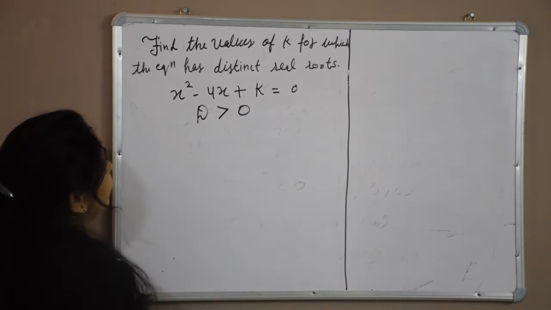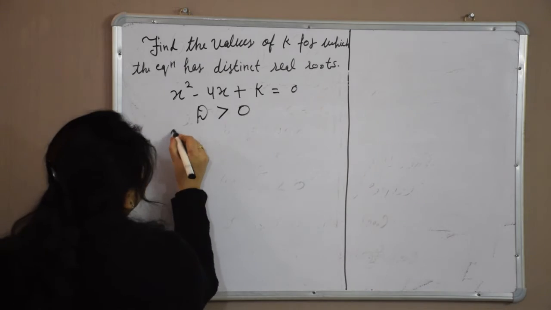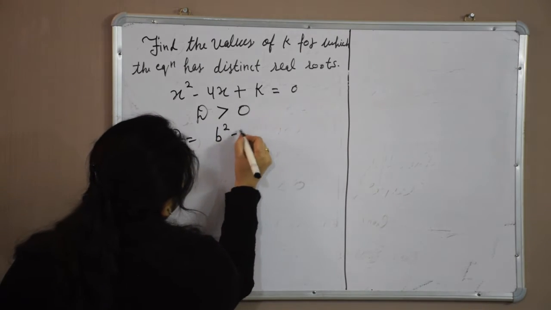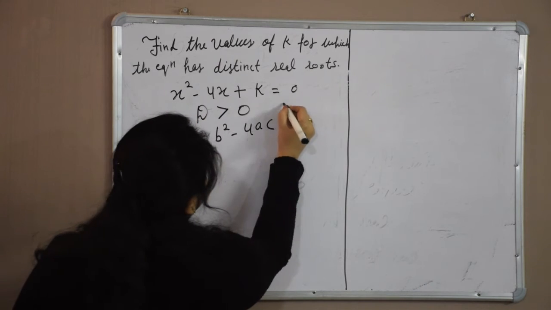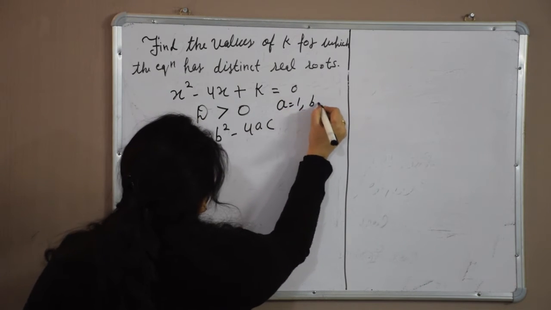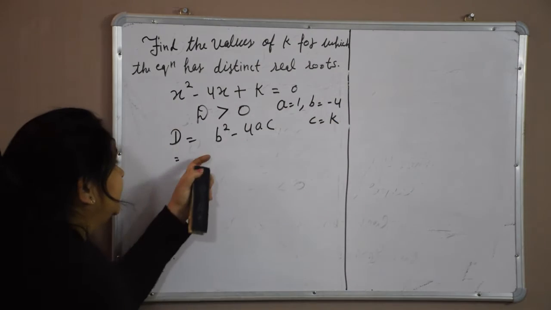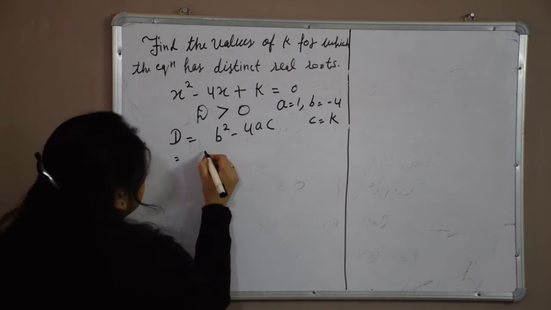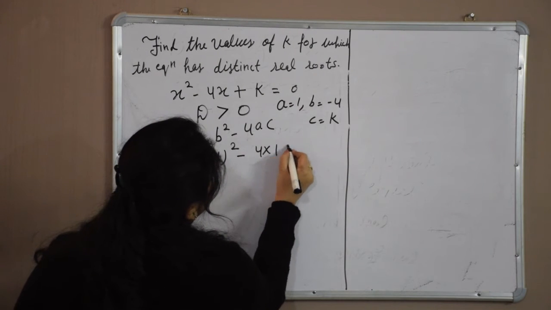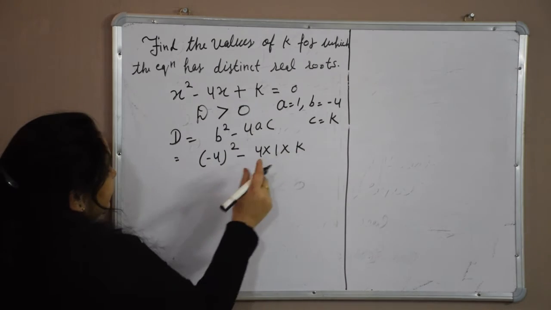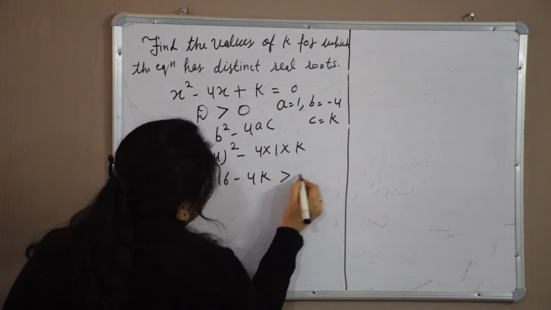So we have to find distinct real roots. We will make D greater than 0, and what is our D? We know that D is equal to b square minus 4ac, and here our a is equal to 1, b is equal to minus 4, and c is equal to k. So we will consider b square minus 4ac, that is minus 4 square minus 4 into 1 into k, that is 16 minus 4k, greater than 0.